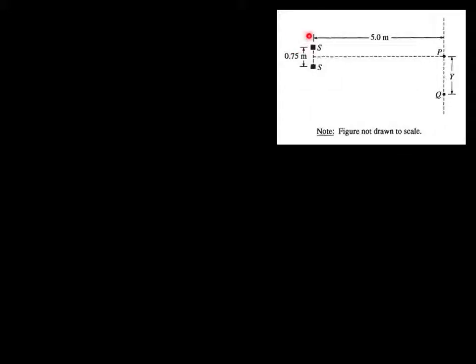So two small speakers right here are positioned a distance of 0.75 meters from each other, and those speakers are emitting a 2500 hertz tone. The sound waves from the speakers are in phase with each other, and then you have a student standing over here at point P, which is 5 meters from the midpoint of the speakers, and we're going to use 343 meters per second for the speed of sound.